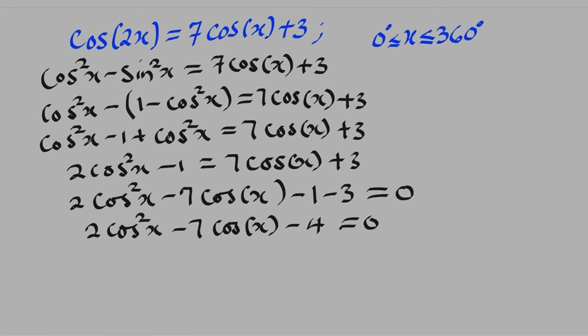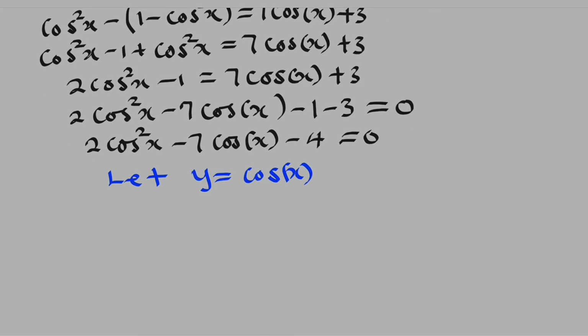Now let us do a kind of substitution here. Let y equal to cos x. Let's go ahead and substitute it in the equation. We have 2 cos squared x, but remember y is equal to cos x, therefore we have to square y. We have 2y squared minus 7y minus 4, and this is equal to 0. This is a quadratic equation.